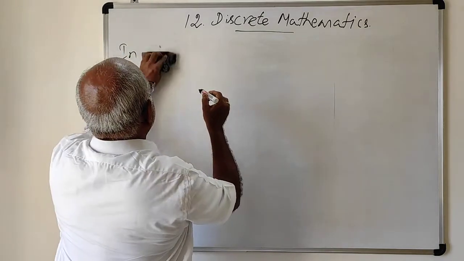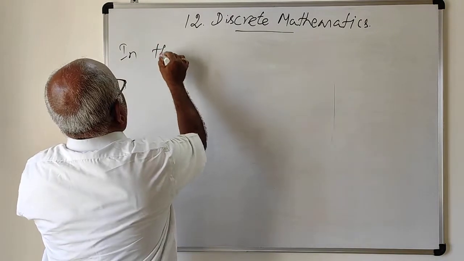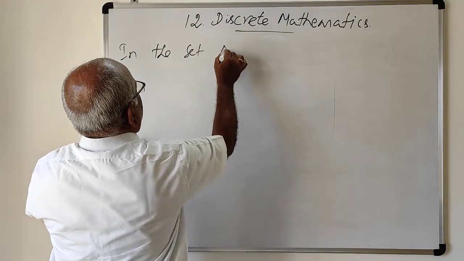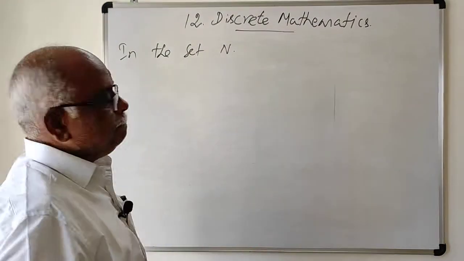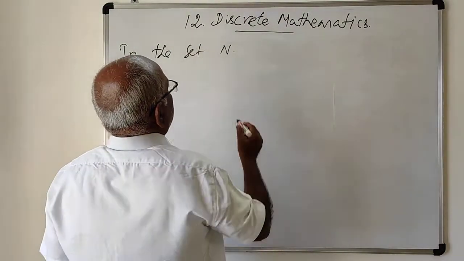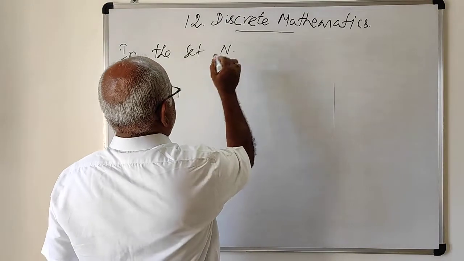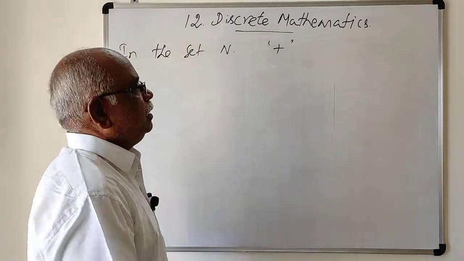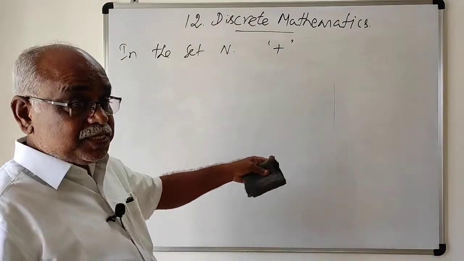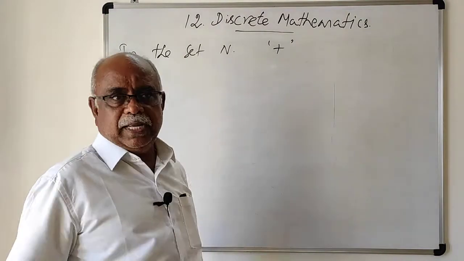In the set of natural numbers, N, addition is a binary operation on N. I explained that addition is a binary operation on N. But subtraction is not a binary operation on natural numbers, I explained.